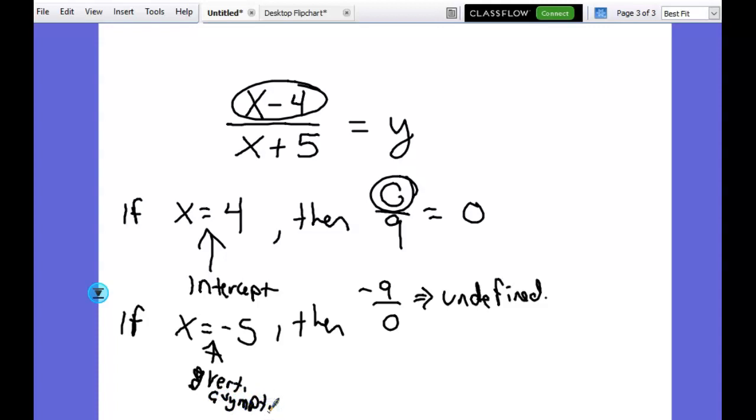So whatever makes the top equal 0 is what gives you an x-intercept. That's where it touches the x-axis. But whatever makes the bottom equal 0, that's where you're going to have a vertical asymptote. So for instance, if the graph of this thing, you don't need to graph this, but you can just watch. This thing is going to touch the x-axis at x equals 4, and then I'm going to have a vertical asymptote at -5.